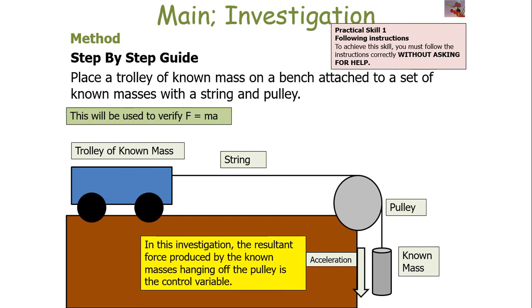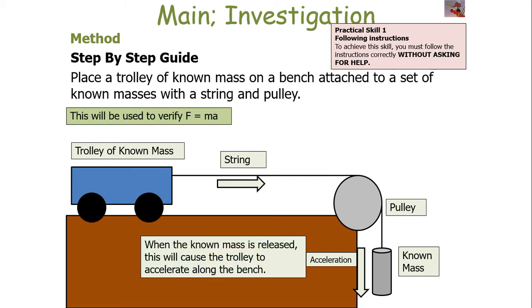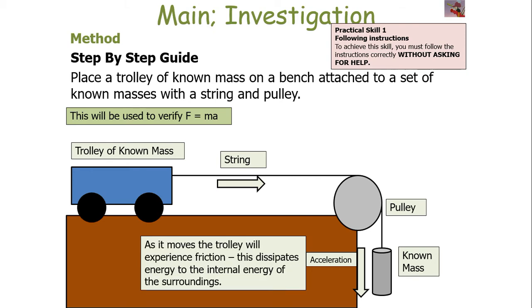Now, in this investigation, the resultant force produced by the known masses hanging off the pulley is going to be our control variable. This means it must stay constant throughout the investigation. So once you've selected a known mass to hang off the pulley to produce a resultant force, we can't change it in the investigation. Now when the known mass is released, this will cause the trolley to accelerate along the bench. Now as the trolley moves, it'll experience friction, which dissipates energy to the internal energy of the surroundings, which will lead to a degree of inaccuracy in our investigation.